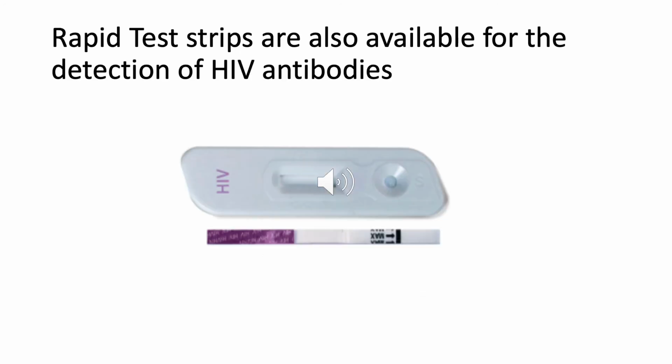So I just wanted to also include here that rapid test strips are also available for the detection of HIV antibodies. And I also wanted to mention the importance of positive and negative controls in these tests, because you would want to check with positive and negative controls to make sure that your test is working correctly, your reagents are working correctly, because we absolutely would not want to give false results to a patient.